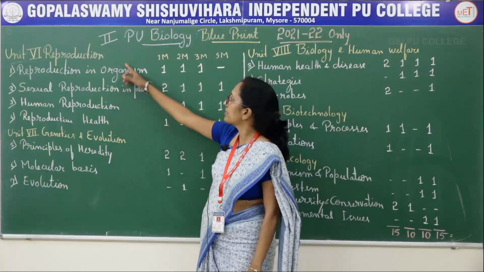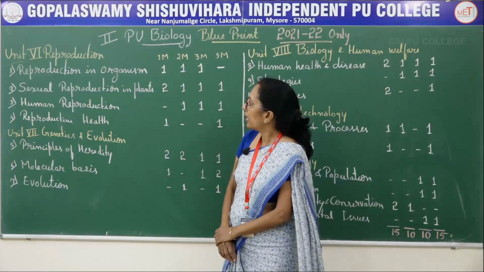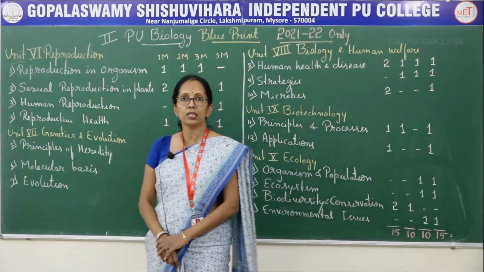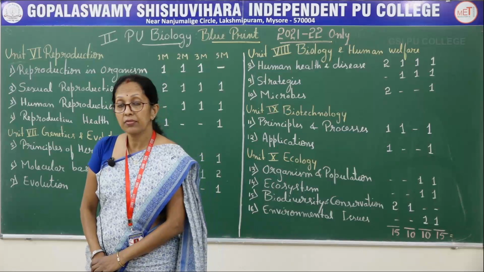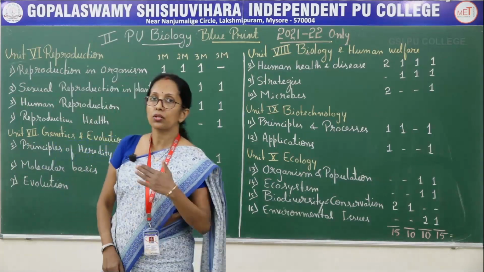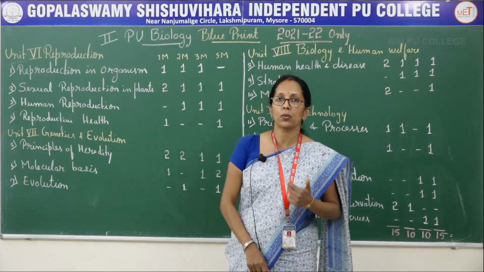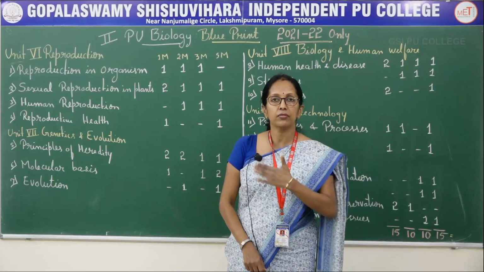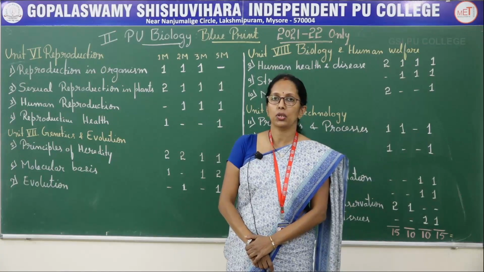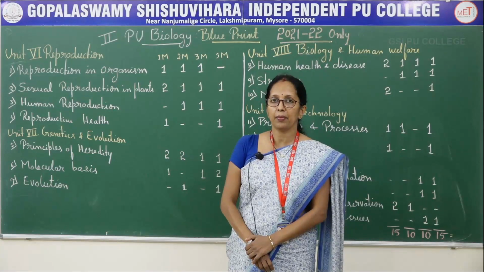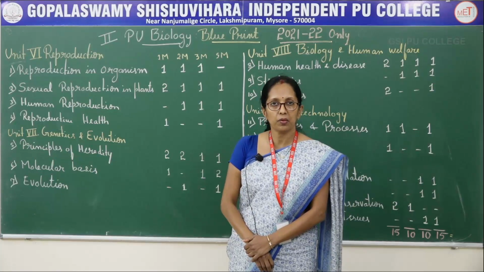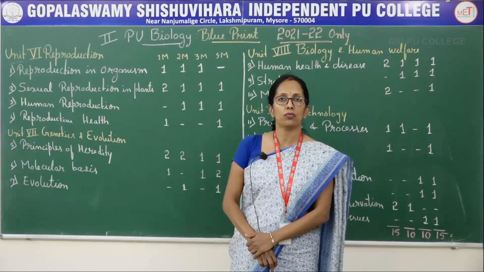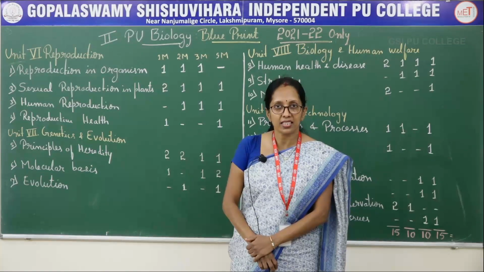Unit 6, that is reproduction. Here we understood reproduction in organism. We understood what is meant by reproduction, what is the definition for reproduction, and what are the 2 different types of reproduction. The one is said to be asexual, the second one is sexual, and then what are the different types of asexual reproduction with examples. In case of plants it is said to be vegetative propagation, and we learned there are different types of vegetative propagation with examples.